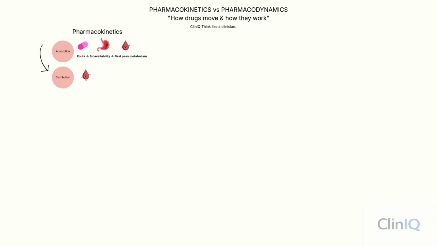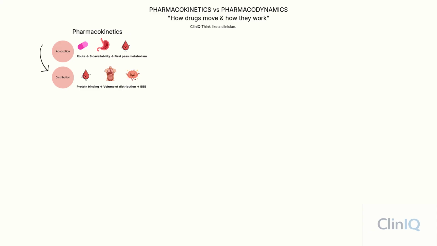Once the drug is absorbed, it needs to distribute around the body. So we move to distribution. Many drugs bind to albumin in the bloodstream, which is a type of protein, and only the unbound or the free drug is actually active. So in patients with low albumin states, such as malnutrition, liver cirrhosis, or the elderly, there'll be more free drug and higher risk of toxicity.